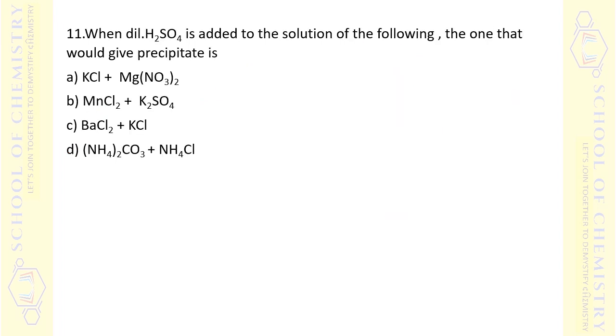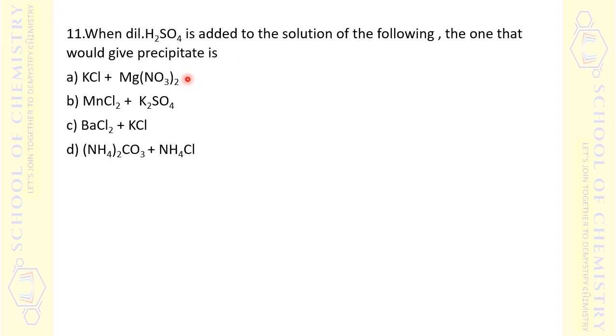Right, next question. It is also a very simple question, but the way in which the question has been given, it looks a little difficult. It's nothing, they have asked straight away. Some salt mixtures they have given, not a single salt: KCl and Mg(NO3)2, potassium chloride, magnesium nitrate, manganese chloride and potassium sulfate, barium chloride, potassium chloride, and finally ammonium carbonate and ammonium chloride. They have added dilute H2SO4 and asked in which case precipitation occurs.